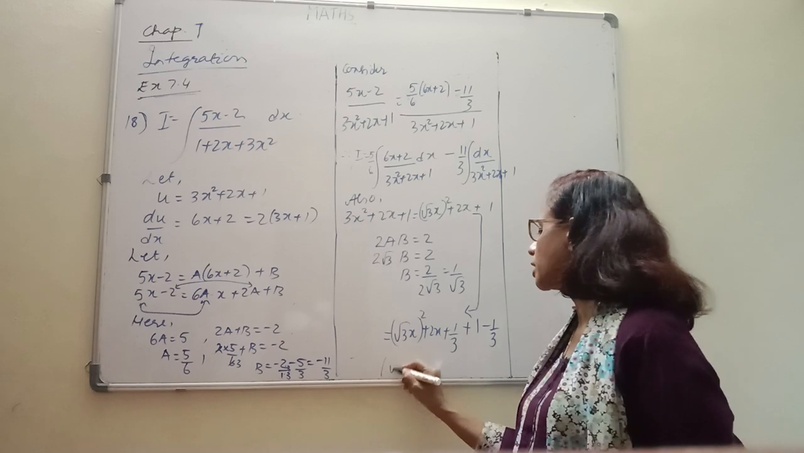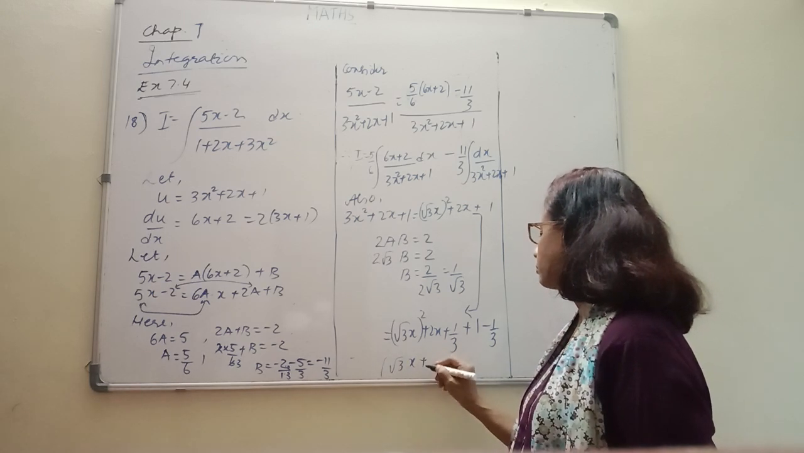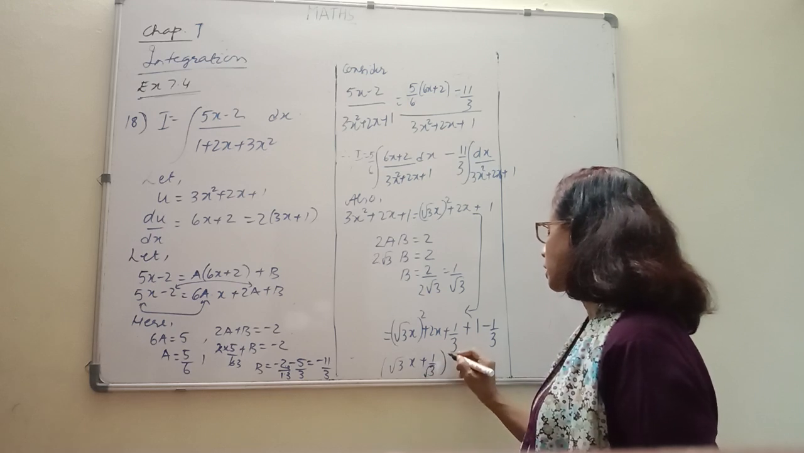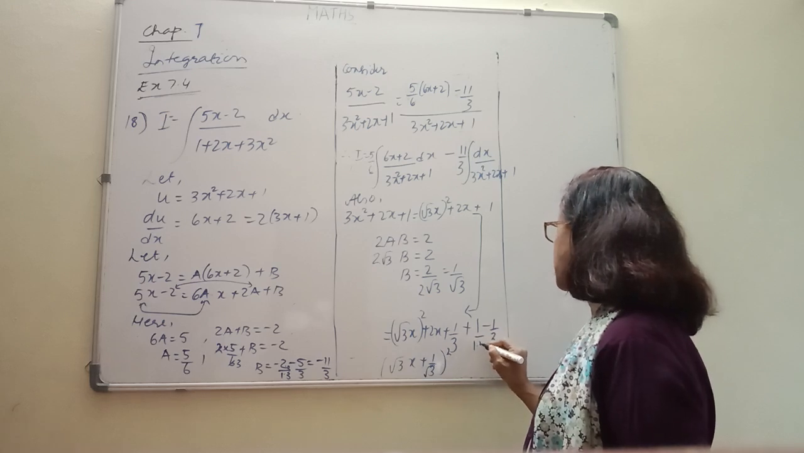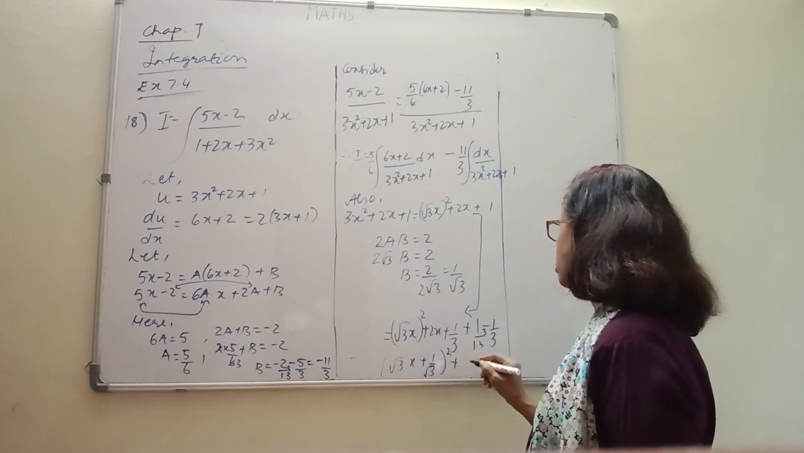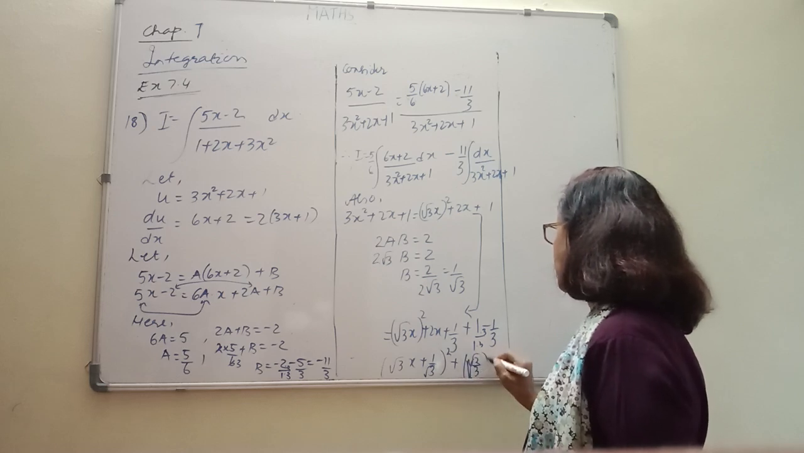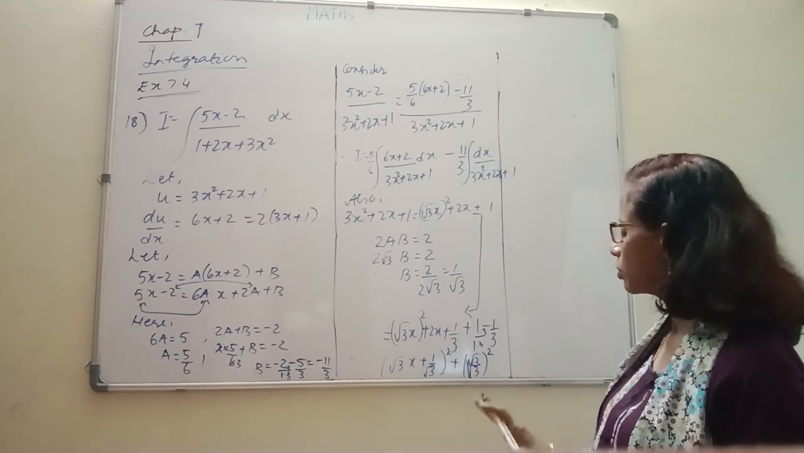So here it's going to be root 3x plus 1 over root 3 the whole squared. And this, if you equalize, times 3 times 3, so it is 3 minus 1, 2 over 3. So if you write it in root form, it is root 2 over 3 the whole squared. So all this is what we have got over here.